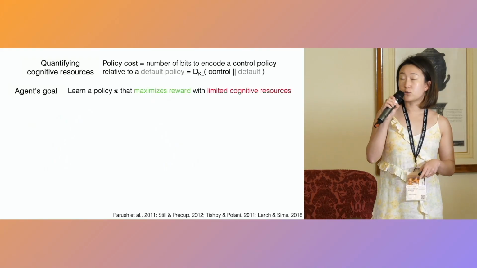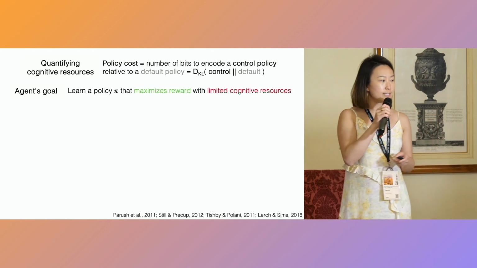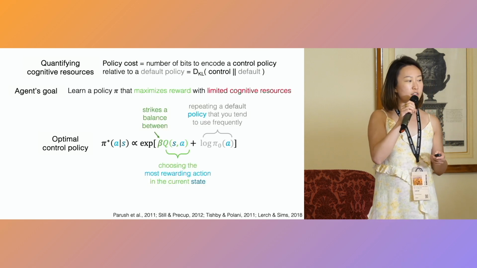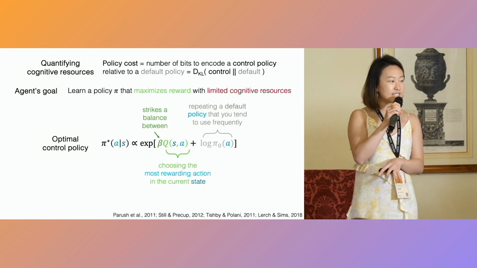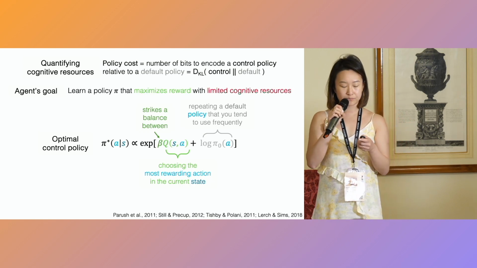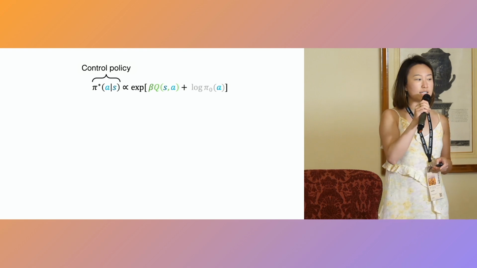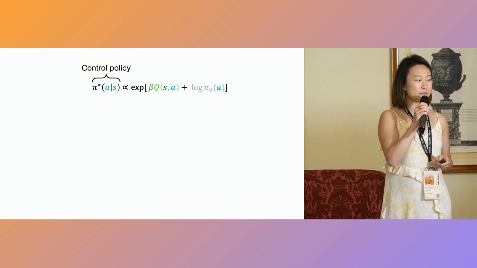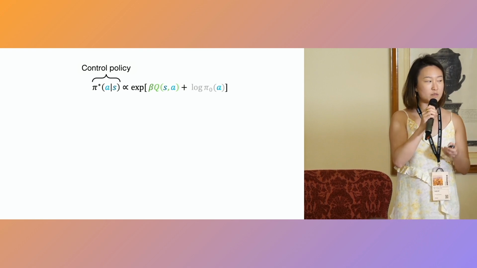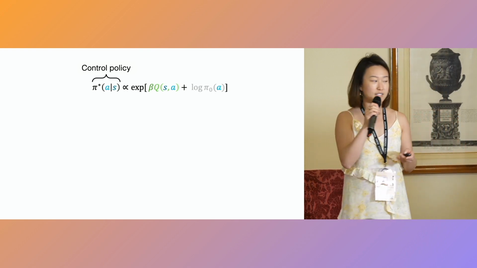For an agent whose goal is to maximize reward under limited cognitive resources, the optimal control policy strikes a balance between choosing the most rewarding action in the current state and repeating a default policy that you tend to use frequently. In other words, the optimal control policy is regularized by the default policy towards a low-cost solution. So this means that the more different the control policy is from the default, the more costly it is.